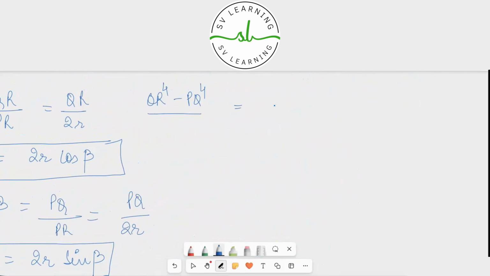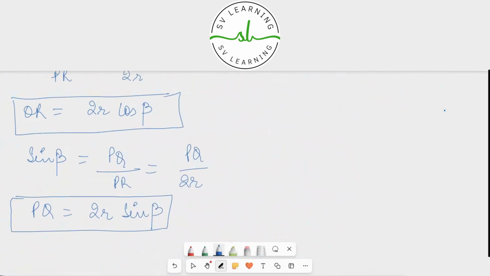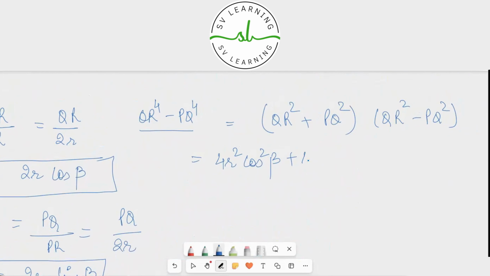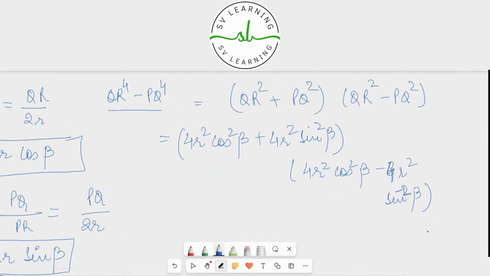So first I'll apply a square minus b square immediately to make my work easy. QR square minus PQ square. Now instead of QR square, I can write, what is QR? 2R cos beta. So I will write it as 4R square cos square beta. Similarly, PQ square is 4R square sine square beta. Similarly, here the same thing, but with the minus sign. Cos square beta minus 4R square sine square beta.